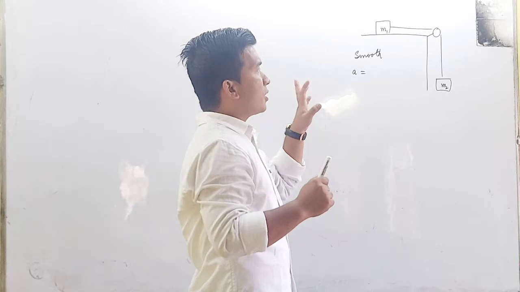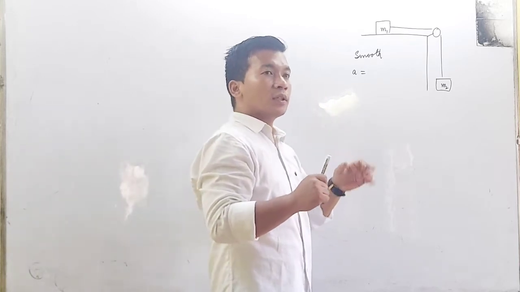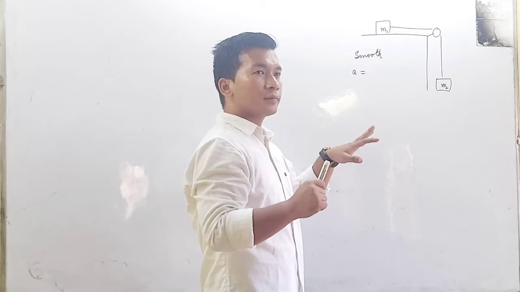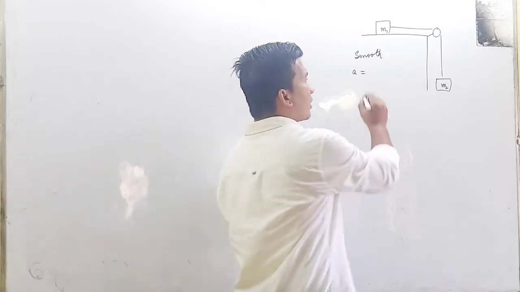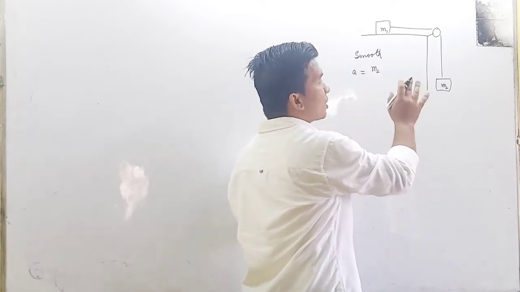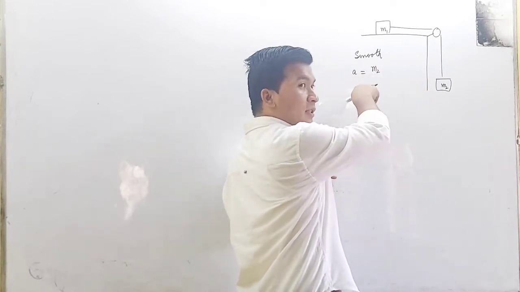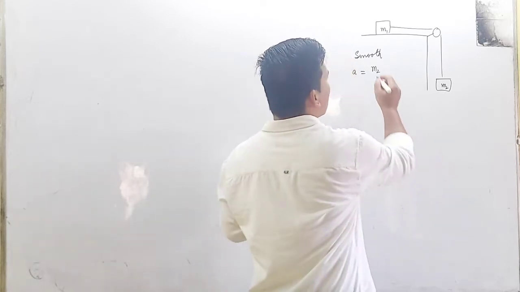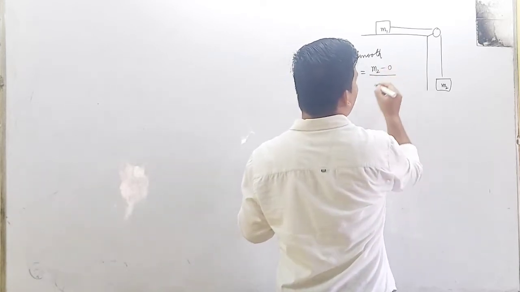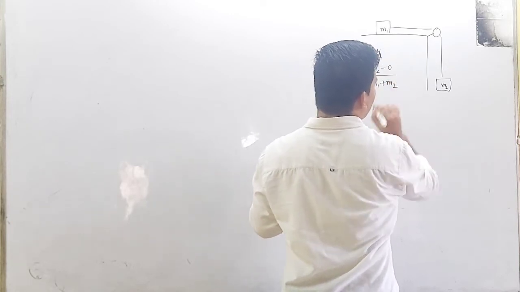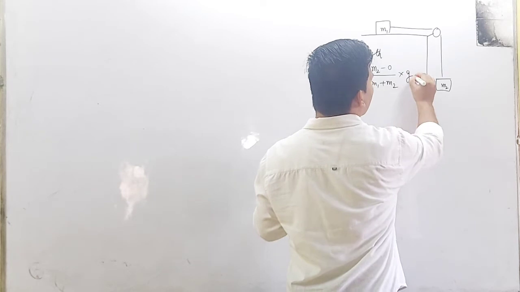Are we going to consider M1 or M2? Which one is responsible for the motion? M2. If this is M2, M2 is the mass that is responsible for the motion. And what about the horizontal mass? We have to ignore it. Ignore it. Minus 0, divided by M1 plus M2, into g.